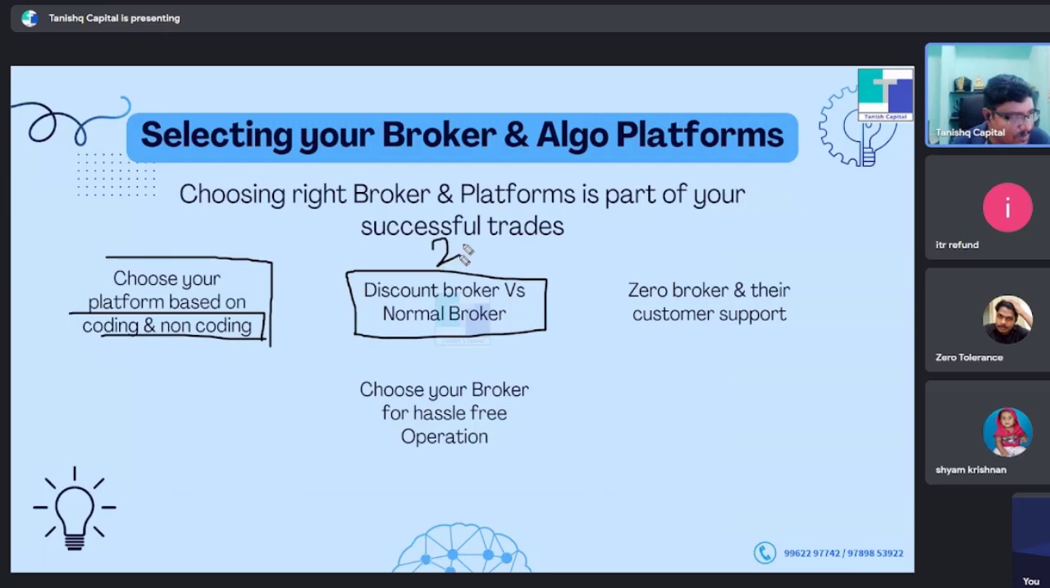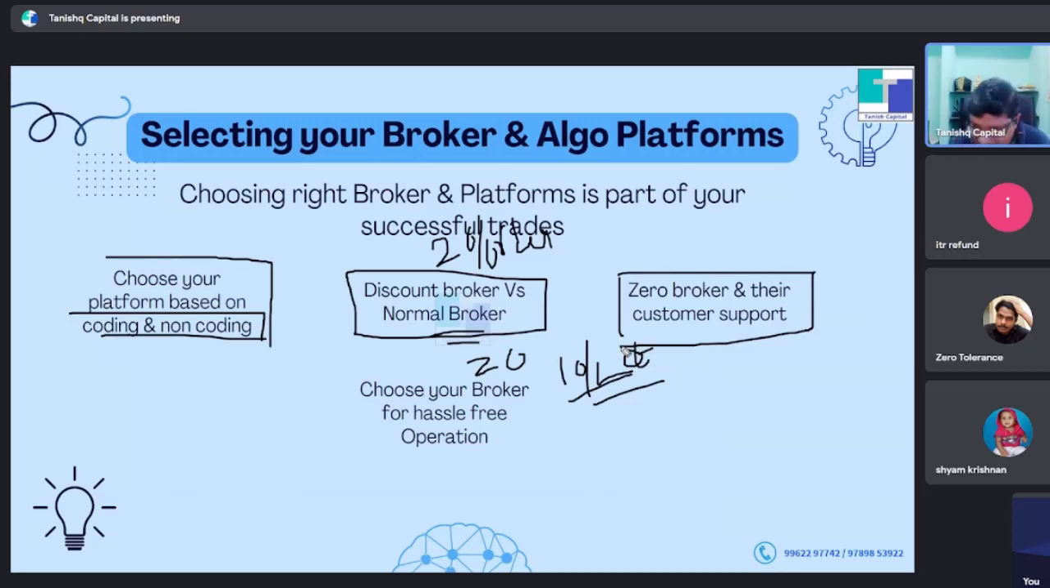Discount broker means 20 rupees per order. Normal broker can be 20 rupees, 10 rupees, but per lot. That is a major difference. Then you have zero brokerage concepts, like Finvasia and even Kotak now. No issues, but you also need to think about their customer support. Getting things free, but you shouldn't get trapped. You can decide whether you want zero brokerage at the cost of customer support.